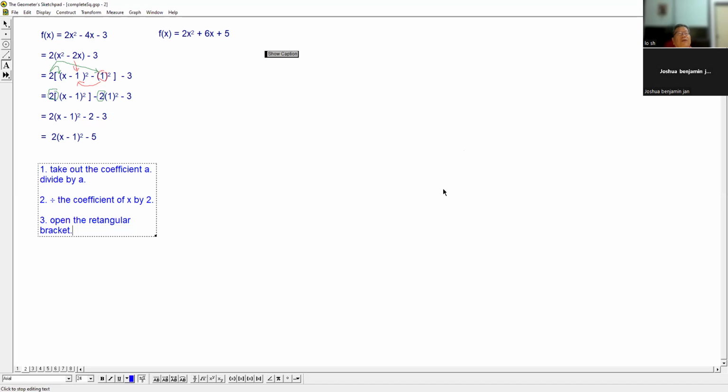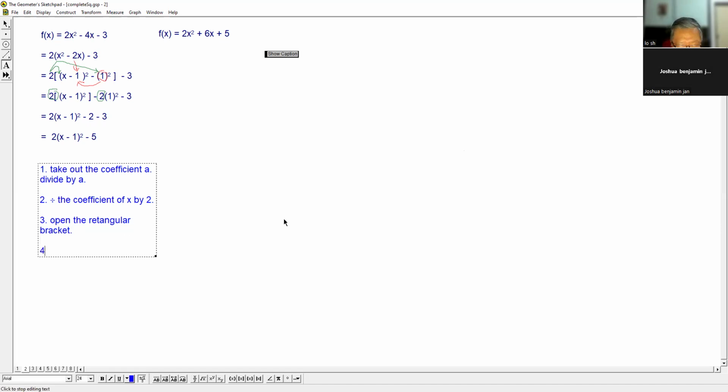So far, can follow or not? Can. Okay, very good. So this is the third step. Then the last step is, since you multiply in already, no need to put the square bracket anymore. Just throw away the square bracket. Then you simplify this number with the number behind. This number with the number behind is minus, then become 5.